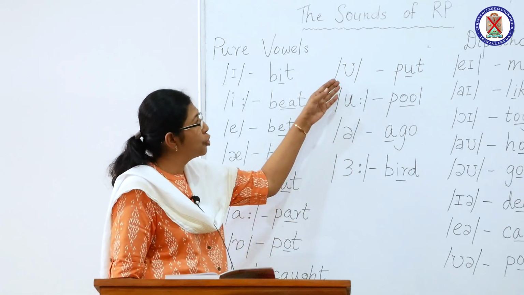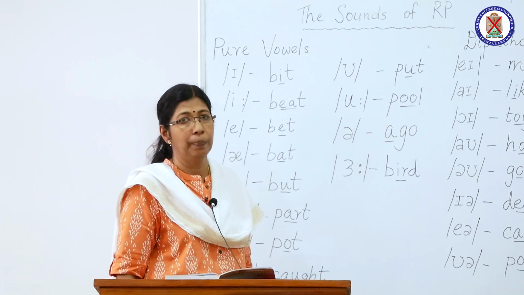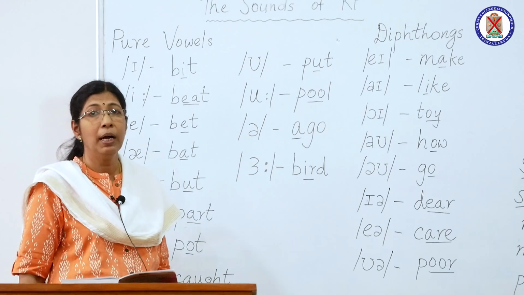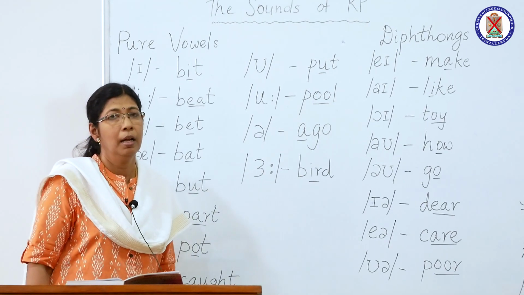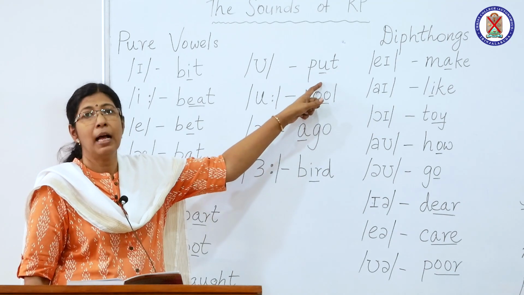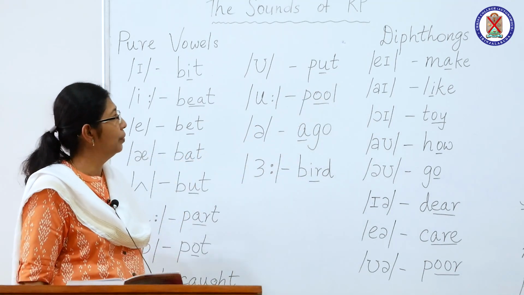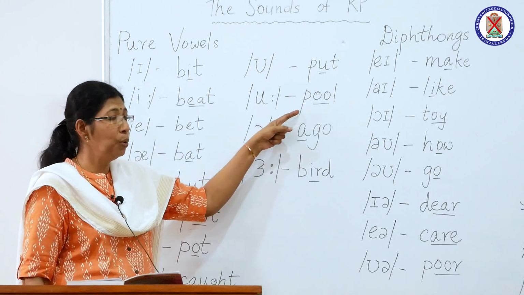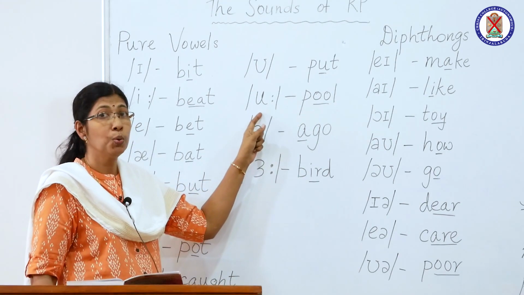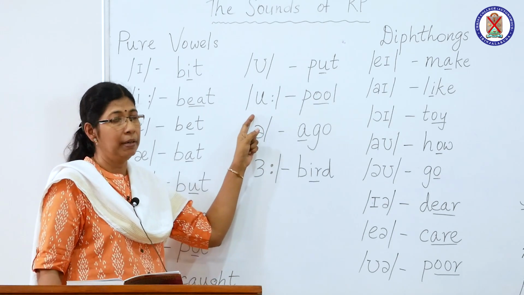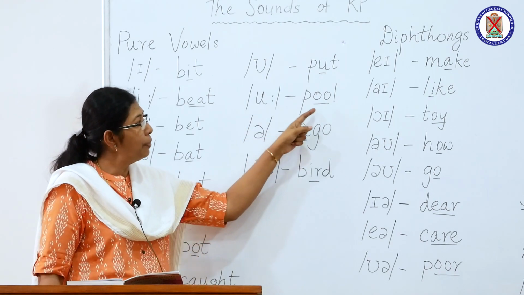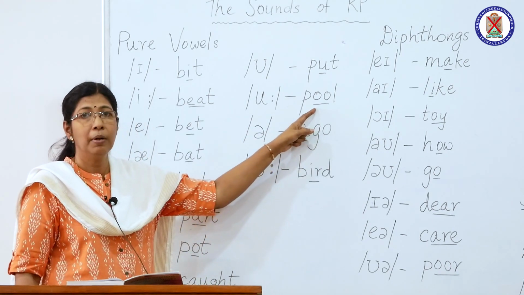Coming to the next short vowel, U. For example, the word put. Here, the letter U stands for the sound U. In the word pool, we have the next sound, that is oo. One more long vowel. This is oo, and it is represented by double O in pool.